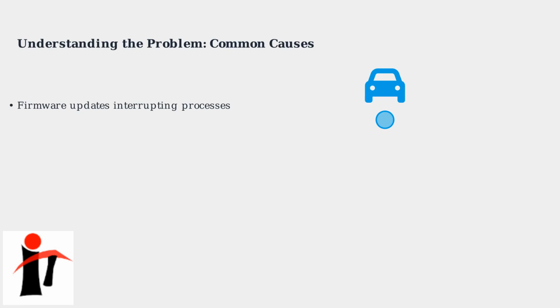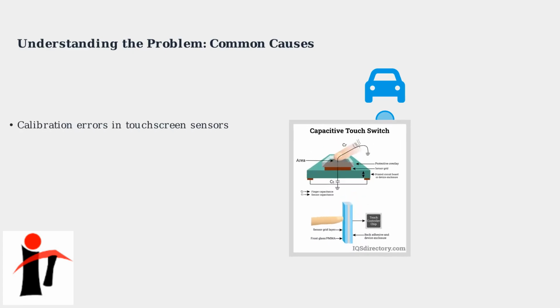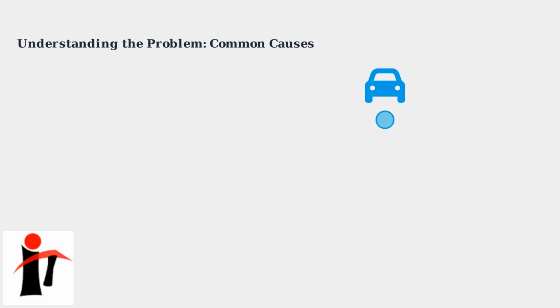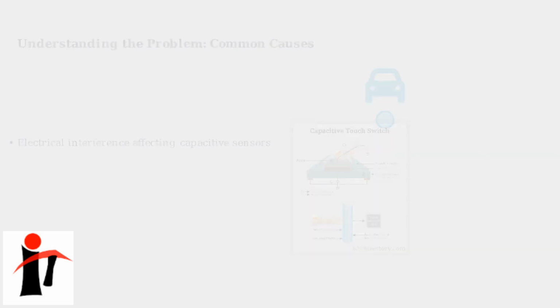Firmware updates, while necessary, can sometimes interrupt the display's processes mid-update, leading to temporary black screens until the system recovers. Unresponsive displays might stem from calibration errors in the touchscreen, where the sensors no longer accurately detect touch inputs, requiring recalibration. Electrical interference can affect the touchscreen's capacitive sensors, causing them to misinterpret signals and result in unresponsive behavior, especially in areas with strong electromagnetic fields.